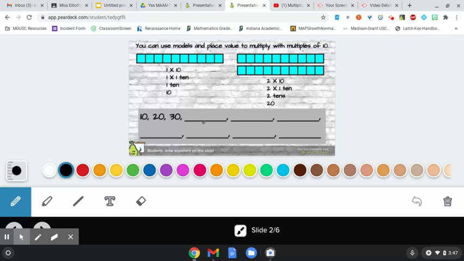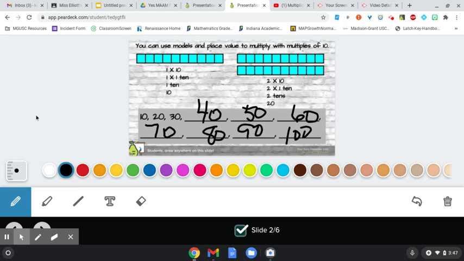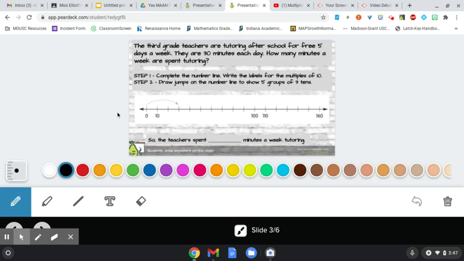So here we have 10, 20, 30. We all know how to count by tens. I'm confident that all of you have because you've done it for me before. So I'm going to go ahead and fill this in. 40, 50, 60, 70, 80, 90, and 100. So that is skip counting by 10. Now we're going to look at some more examples on how to do this.